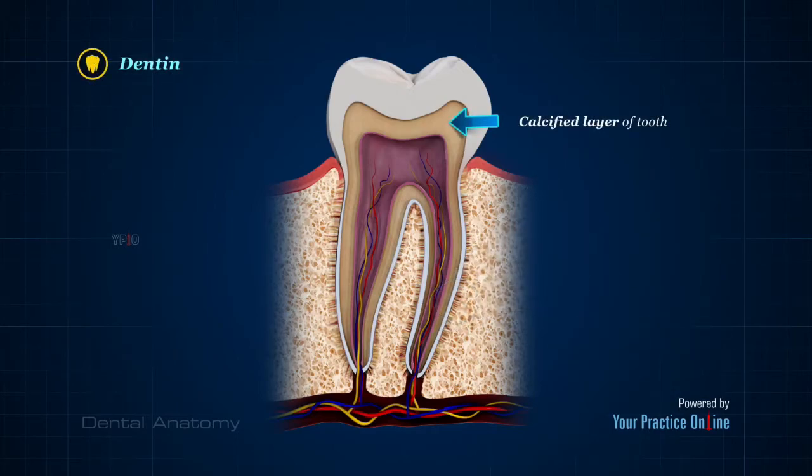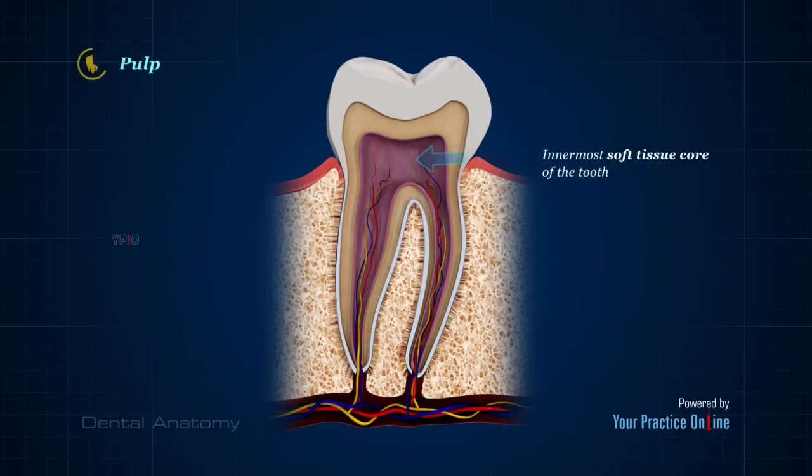Dentin. This is the calcified layer of the tooth that lies inside the enamel and cementum. It forms the bulk of the tooth structure in the crown and root. Pulp. This is the innermost soft tissue core of the tooth, which consists of blood vessels, nerves, and connective tissue. The pulp is supplied through narrow canals in the roots that lead to openings at the root tips.